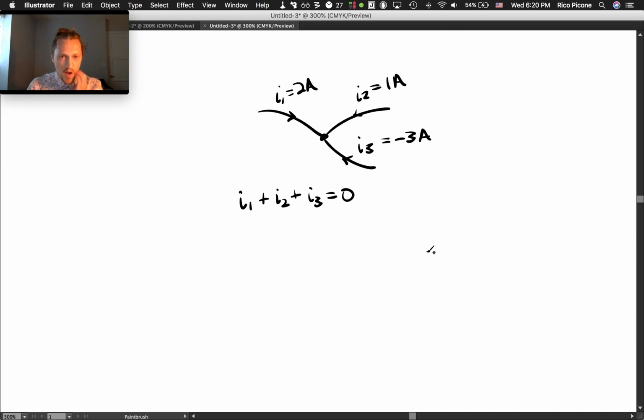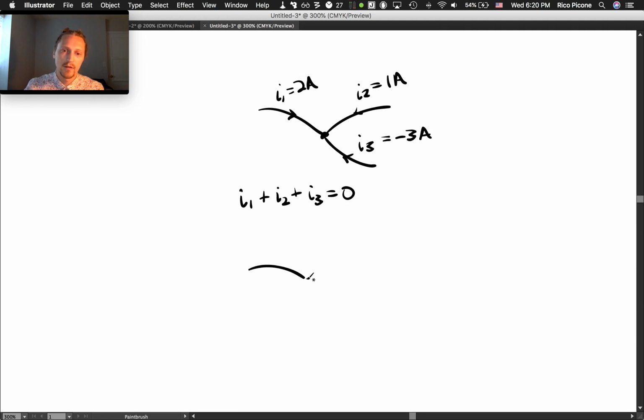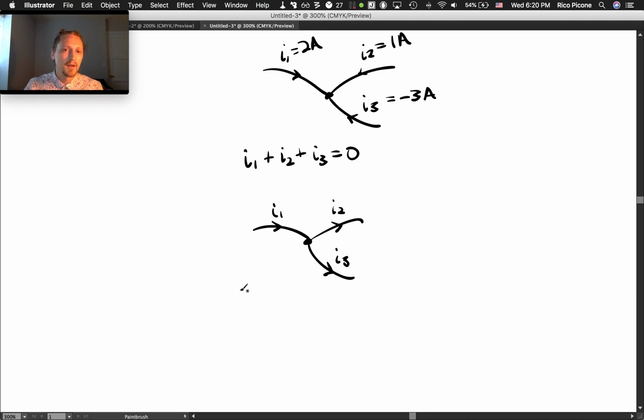We could also write, so I'll draw another one. I'll draw three wires like I did there. Let's do I1, and let's make I2 pointed this way. So we didn't have to point it in. And let's make I3 also pointed out from the node. Then when we write our summation, it's going to be I1 into the node minus I2 out of the node minus I3 out of the node equals zero.